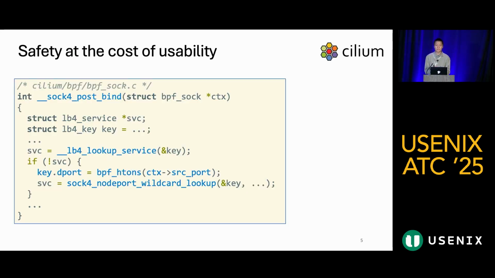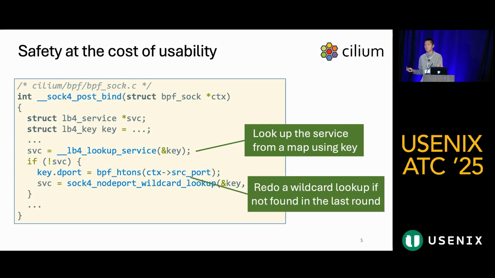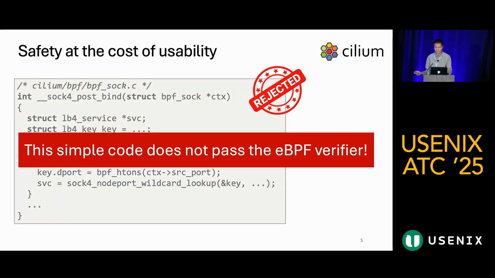Here is an example BPF program from Cilium, which is a popular BPF networking project. The code here is pretty simple. It just looks up a service from a BPF map using a key. And if this first lookup does not yield anything, it's going to redo a wildcard lookup. But this simple code does not pass the BPF verifier.